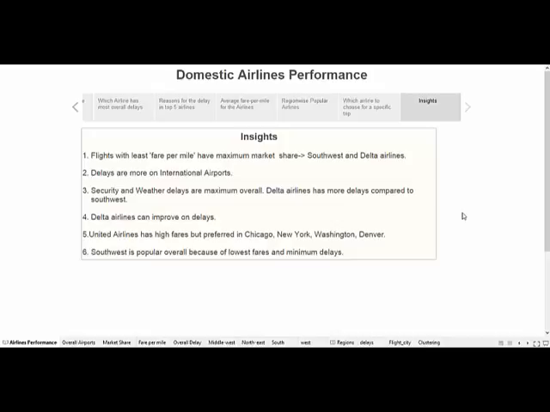Delta Airlines can also improve on delays, whereas United Airlines has high fares but is preferred in Chicago, New York, Washington, and Denver. Lastly, Southwest is popular overall because of the low fares and the minimum delays.